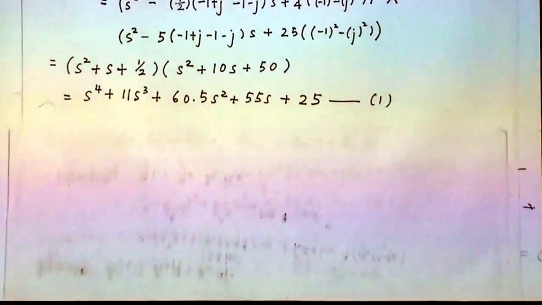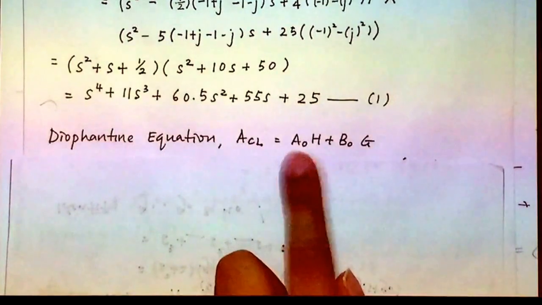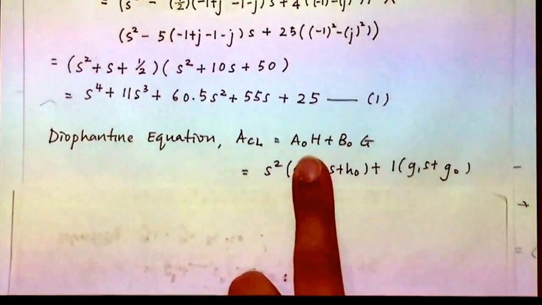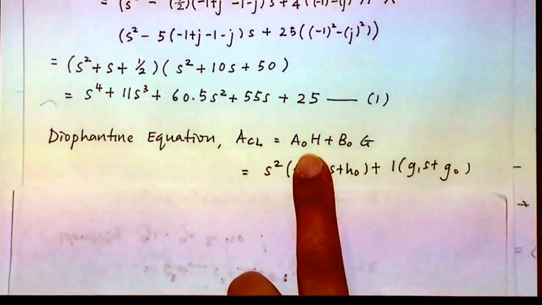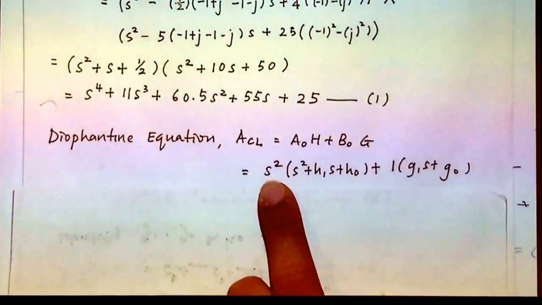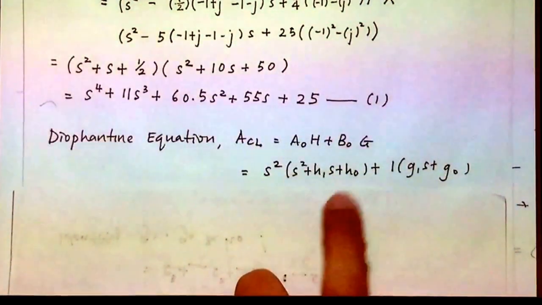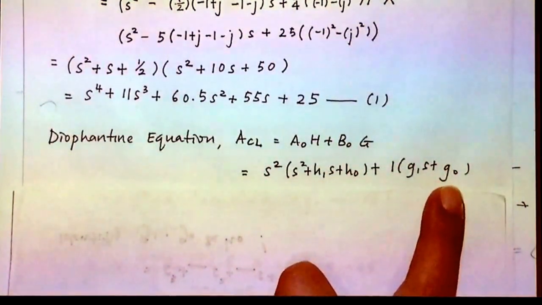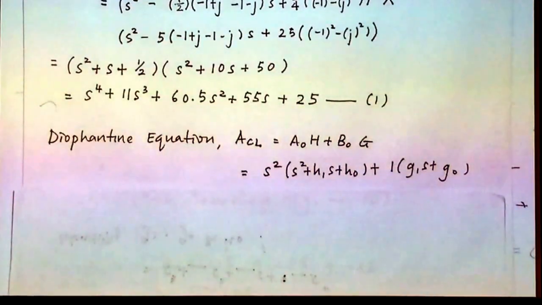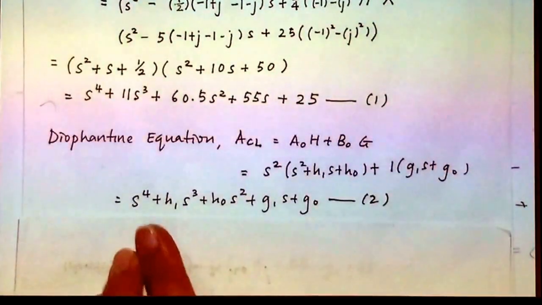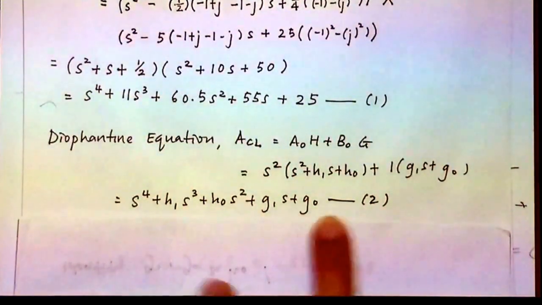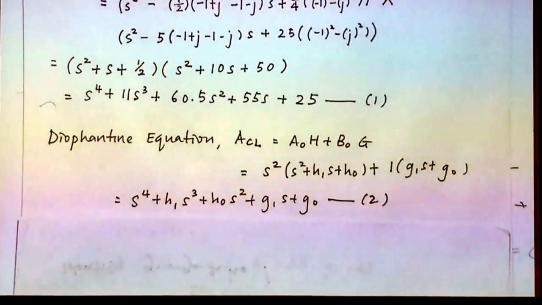You form equation 2 by saying that ACL is A naught H plus B naught G. Because the plant is 1 over S squared, B naught is 1, A naught is S squared. We have identified the degree of G is 1, so it's G1S plus G naught. The degree of H is 2, so it's S squared plus H1S plus H naught. Expand, so you get this. S to the power 4 plus H1 S cubed plus H naught S squared plus G1S plus G naught is equation 2.